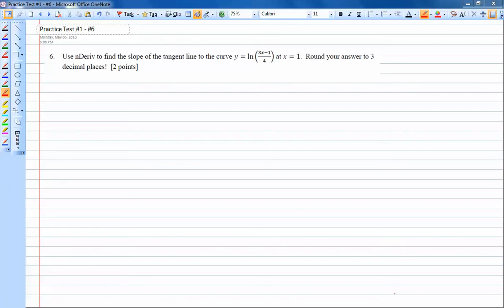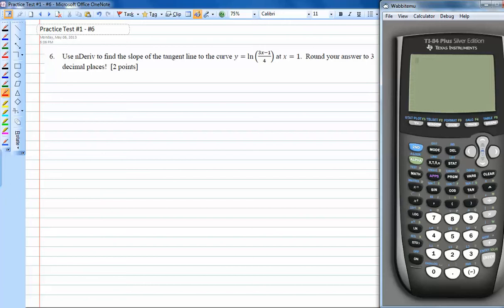Okay, so here we're going to use the calculator to find the slope of the tangent line to that ln function. Let me grab my calculator here and derive. So I'll show you how it works on calculators that have the newest operating system, and then I'll show you how it works on TI-83s and calculators that haven't been upgraded yet. Most of you will be able to just do this first version.